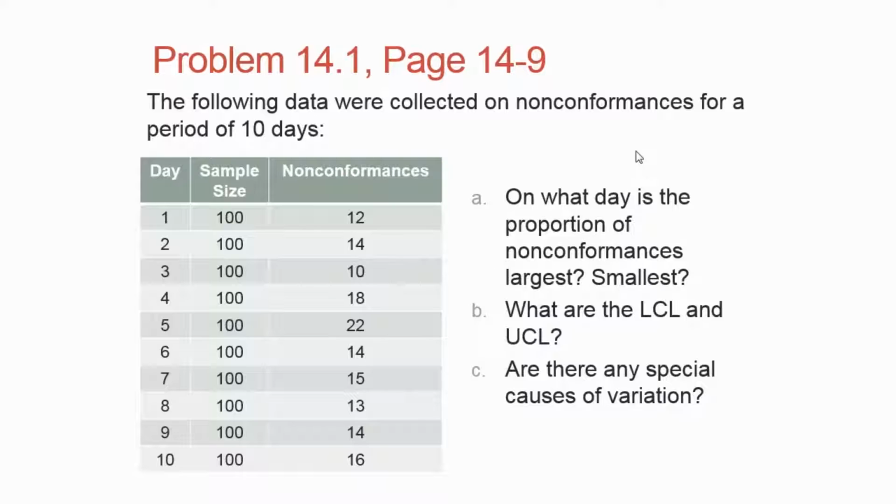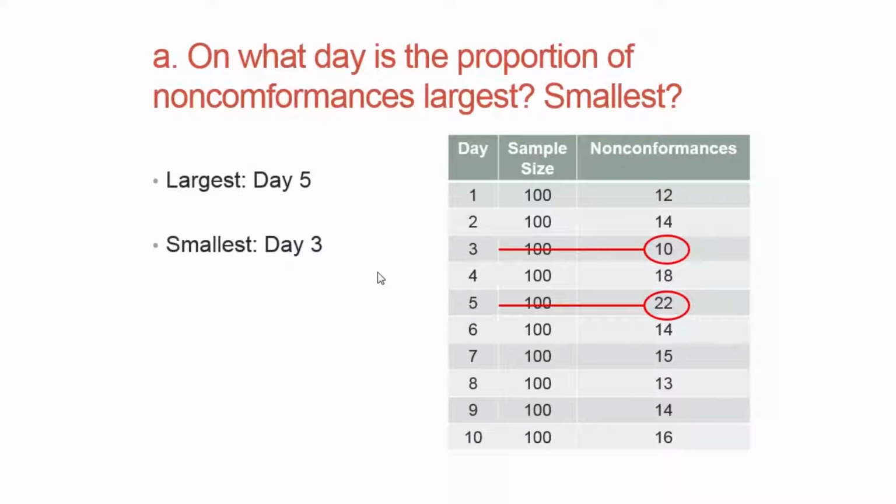So the question says, on what day is the proportion of nonconformances the largest and smallest? And since our sample sizes are the same in this case, it's pretty easy to just look at the highest number, which would be 22 over 100, or 0.22, 22%, and then the smallest value would be on day 3, which is 10 observations. So the answer to part A: on what day is the proportion of nonconformances largest and smallest? Day 5 would be the largest, 22 out of 100, and day 3 would be 10 out of 100.